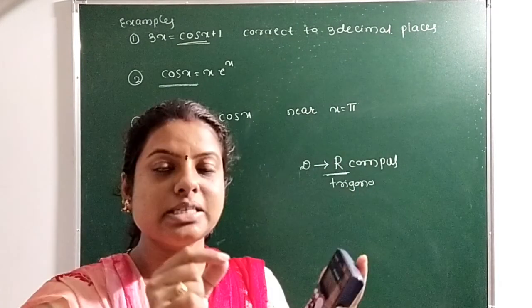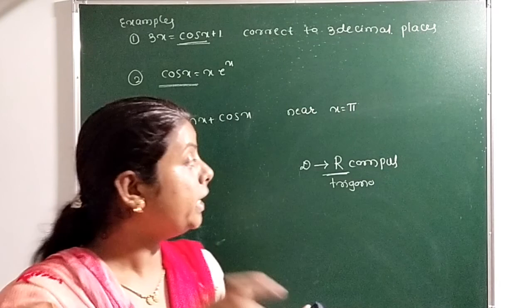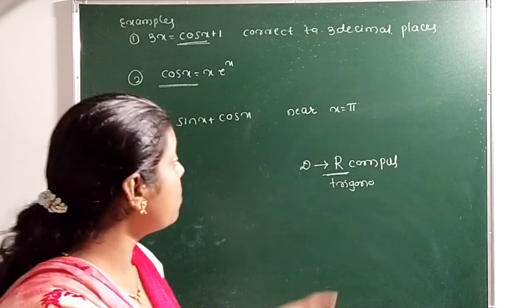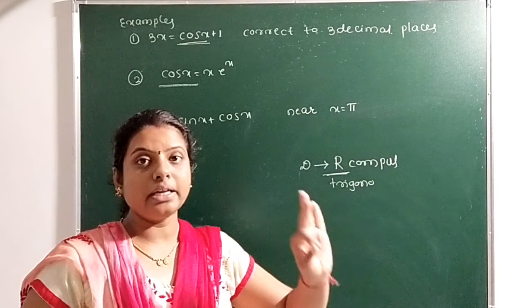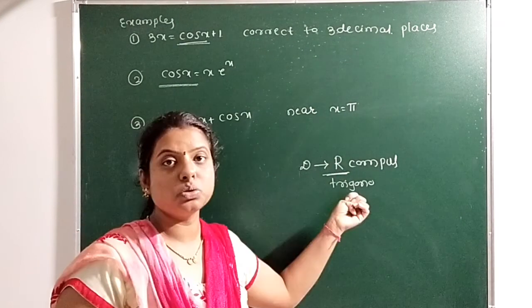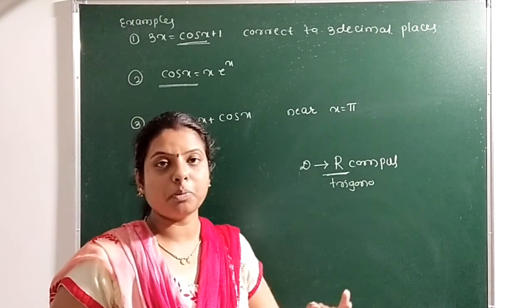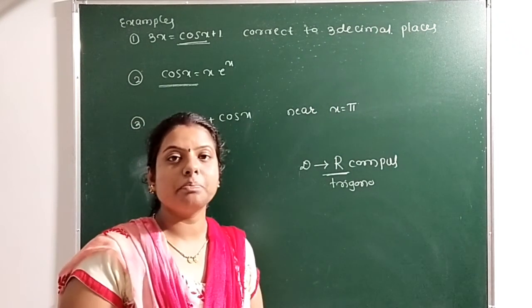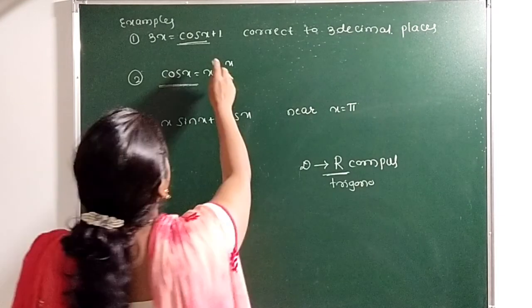After completion of your example, compulsory you have to come back to the degree mode. Only when trigonometric terms, cos, sin, tan, come, that time only you have to use radian mode. Otherwise, whatever problem you do, all the examples will go wrong.